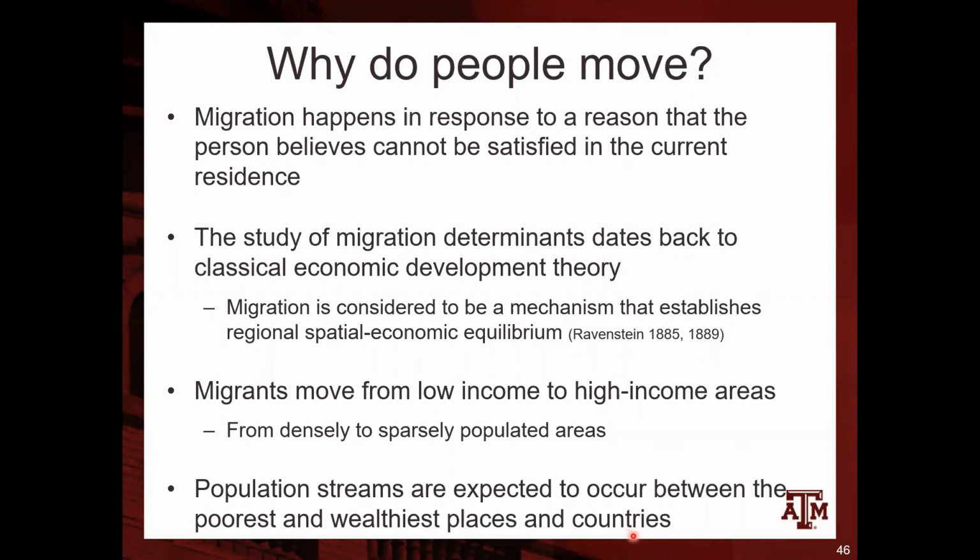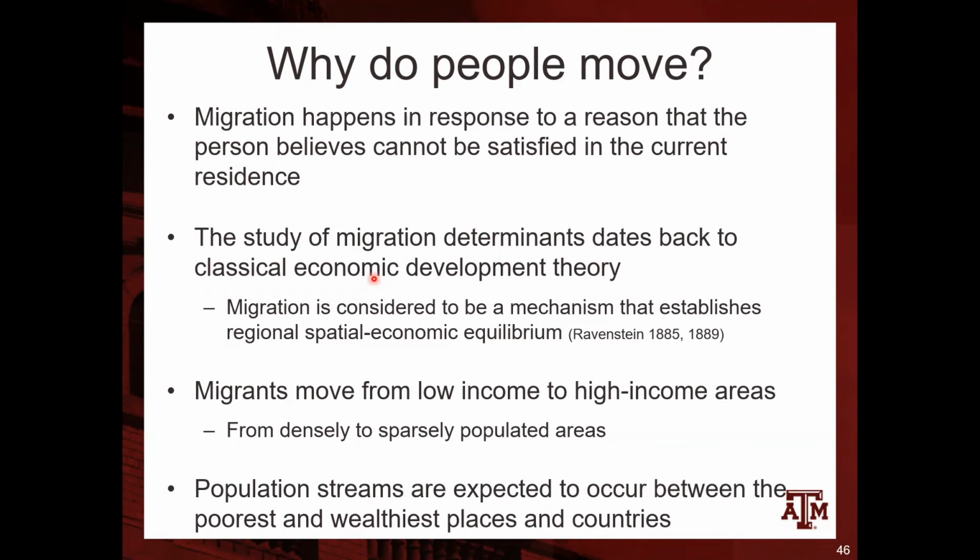And the study of migration determinants dates back to the classical economic development theory. I like to cite these studies from Ravenstein from 1885, 1889. Migration is considered to be a mechanism that establishes regional spatial economic equilibrium, with the idea that if I have an area that doesn't have as many jobs, people will migrate from these areas into the ones that have more jobs. But as people migrate to those areas with more jobs, then proportionally, it will start to tend to an equilibrium, right? The overall number of people to the jobs available will tend to be more equal across these different areas.